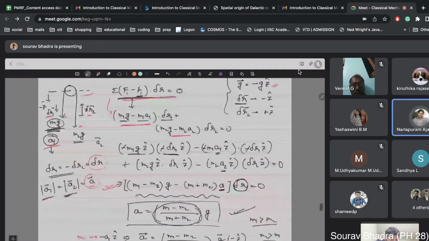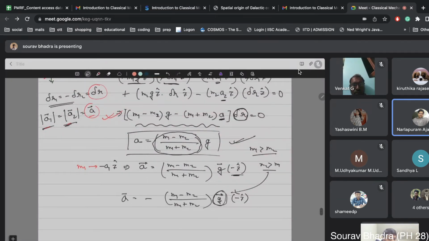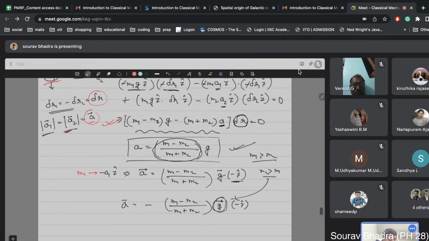Okay, so similarly, if m2 is greater than m1, then this term will give you a negative sign, and there is already a negative sign in the z direction. So the gravitational force will make you a positive sign. So the acceleration will act in the positive z direction.